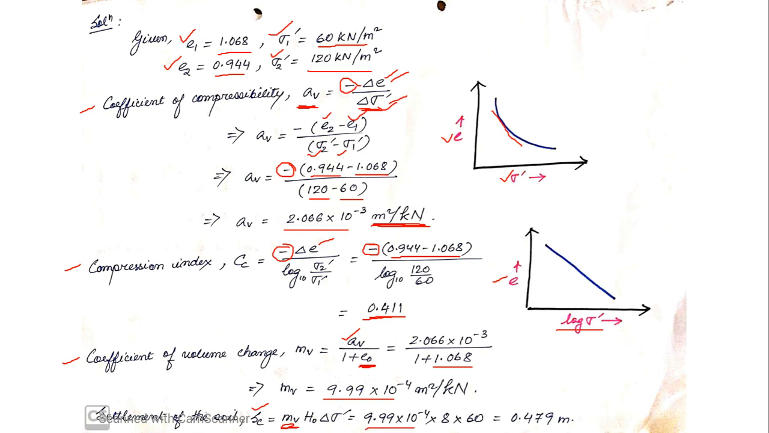H naught is actually the initial height, so the initial height as per the question is 8, and the change in effective stress, I know, is 120 minus 60, which will give you a value of 60 kilonewton per meter square. So this is the value of settlement occurring in the soil.